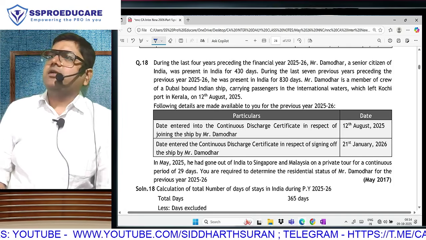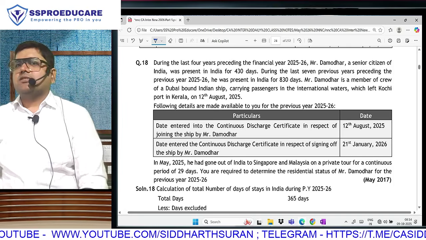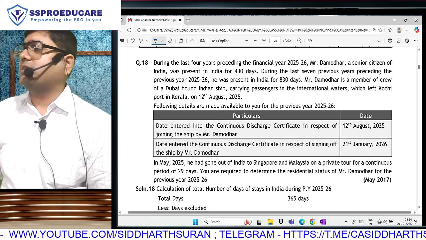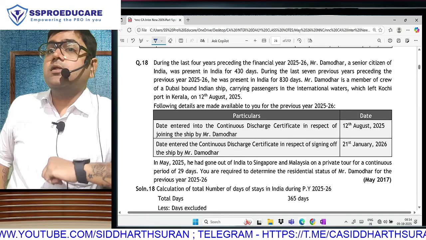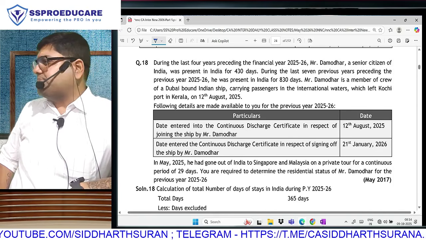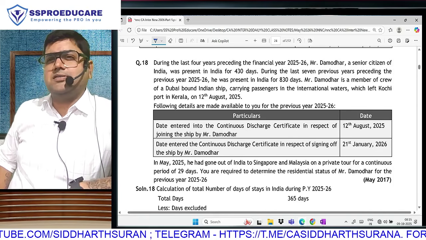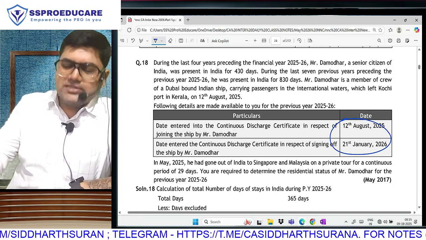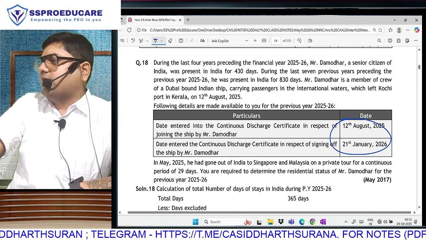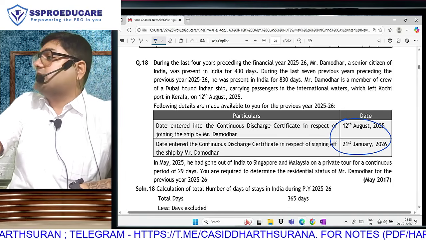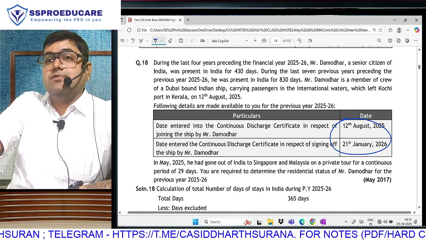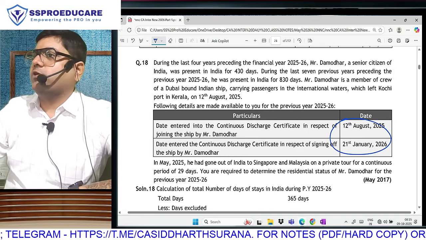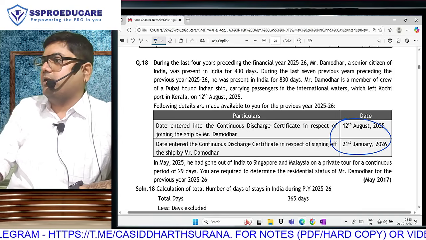So end of the day, it is still a question on individual ka residential status, but under individual residential status, which complicated part are they testing you on? The crew member. Do you remember some specific rule with respect to crew members' residential status? The period of CDC, that is continuous discharge certificate, where he will give services to the ship without taking any leave, will be excluded from stay in India.